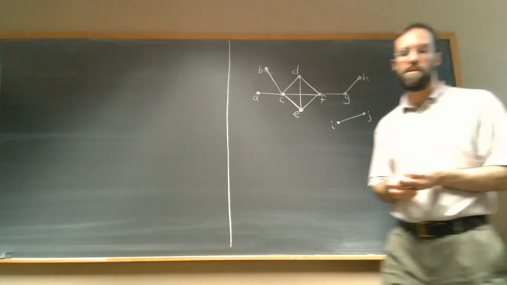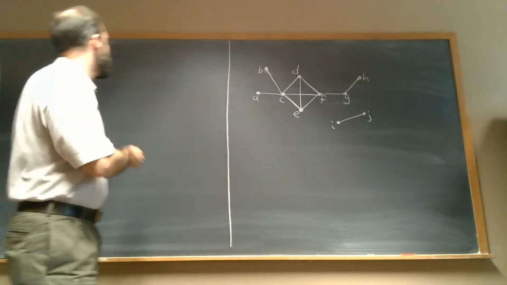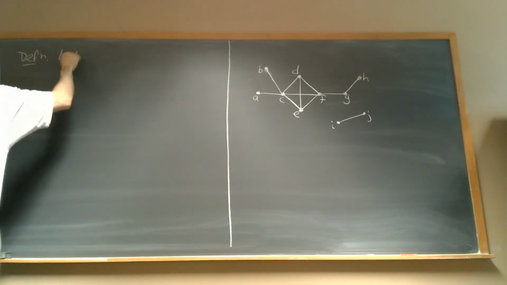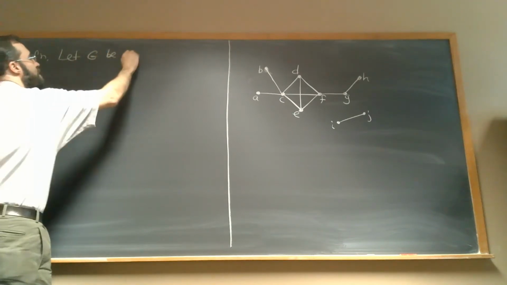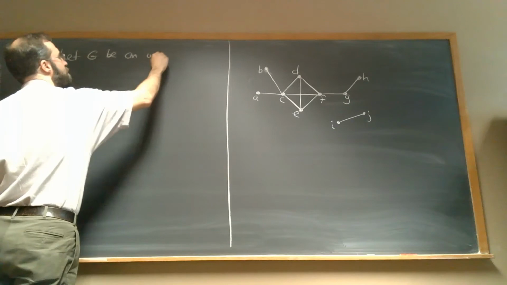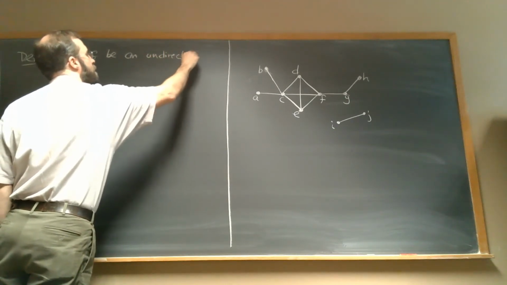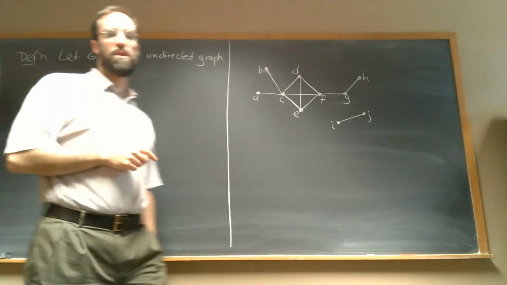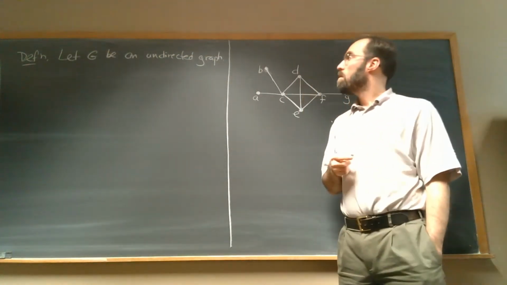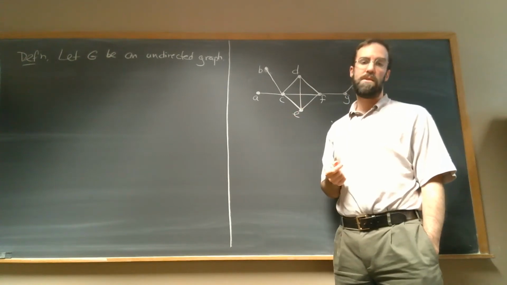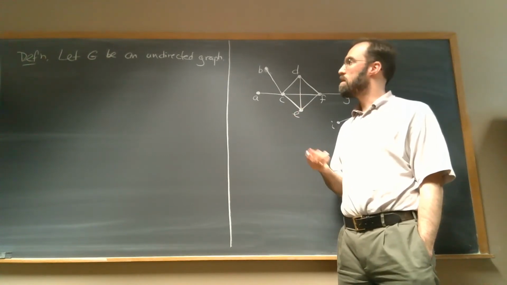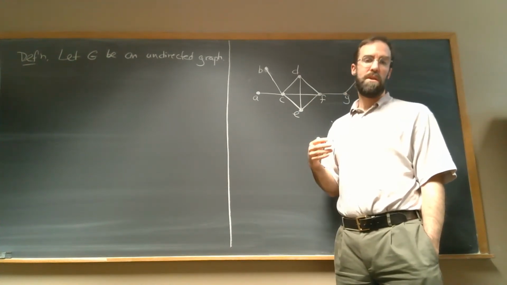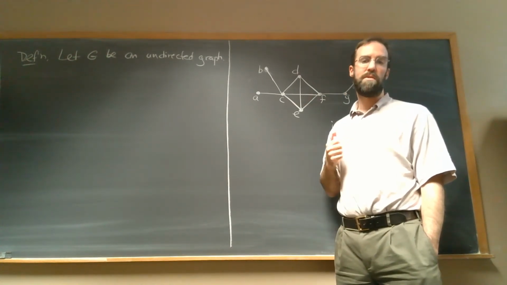So let's see a formal definition of what a path is. Let G be an undirected graph. By the way, I'll just mention that a lot of the stuff that I'm going to be talking about has to do with undirected graphs. When we talked about vertex degrees, we talked about undirected graphs. Almost everything that we're talking about has a nice generalization to directed graphs.